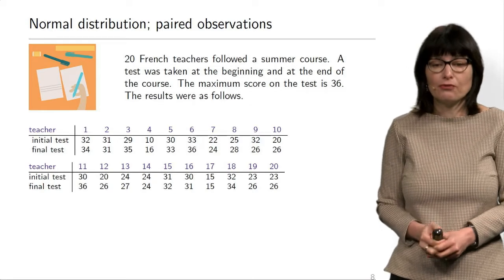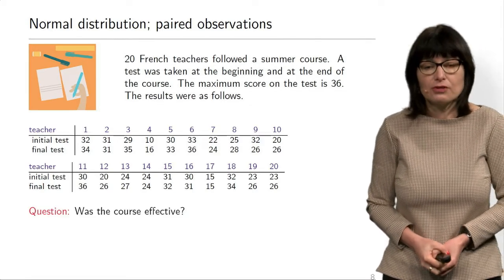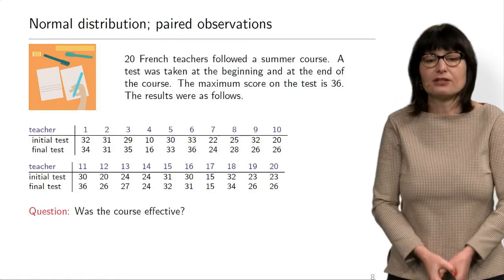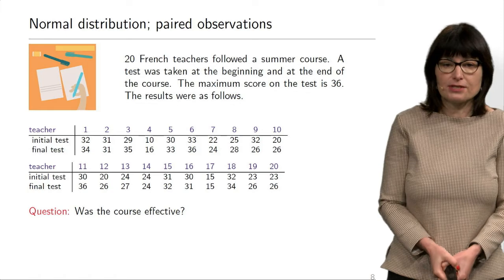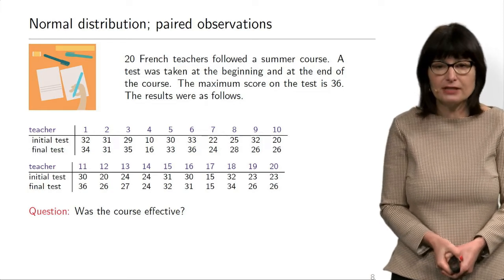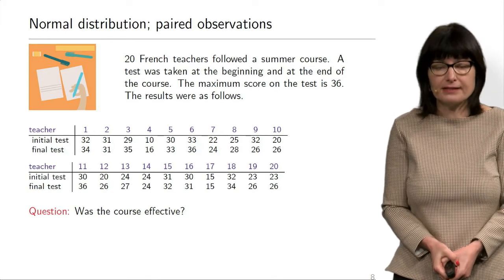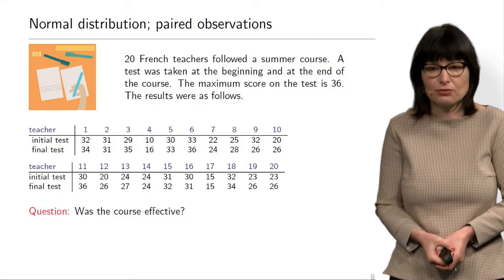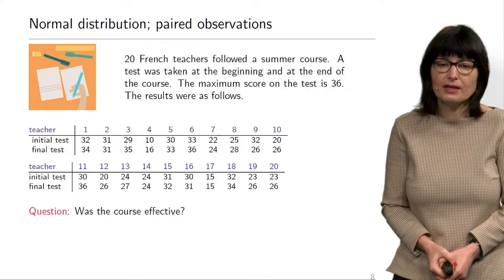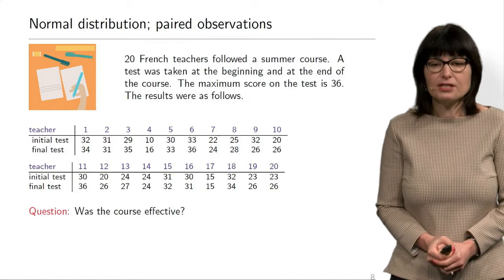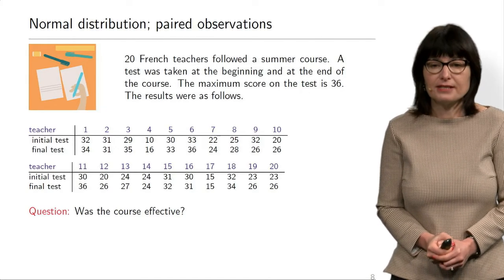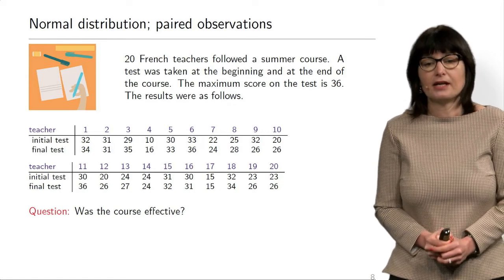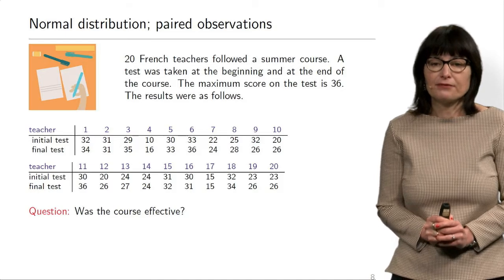Okay, so of course, what we want to know is whether the course was effective. And our first intention is to take these two samples. First sample is from initial test and second sample from final test, and run a statistical test for the difference between these two samples. Now, the question is, is that a good idea? Is that correct? Can we do that? And I'll think a little bit about it.